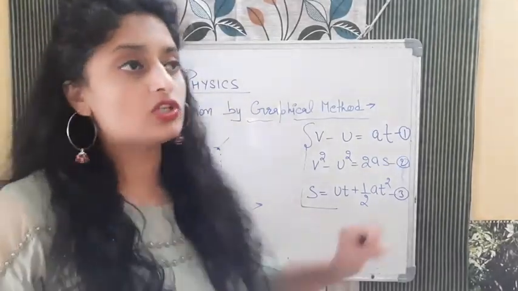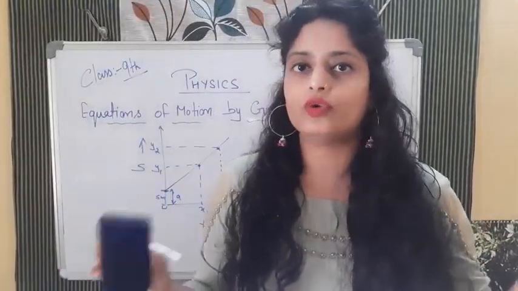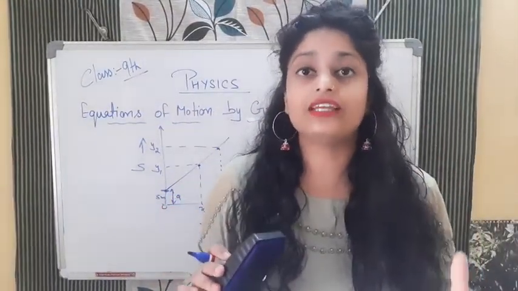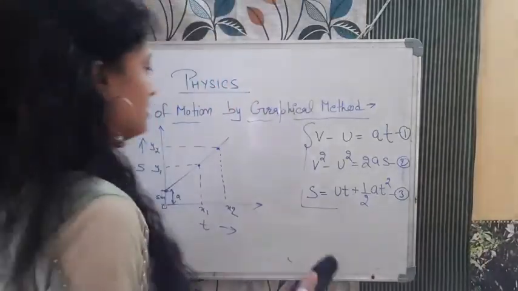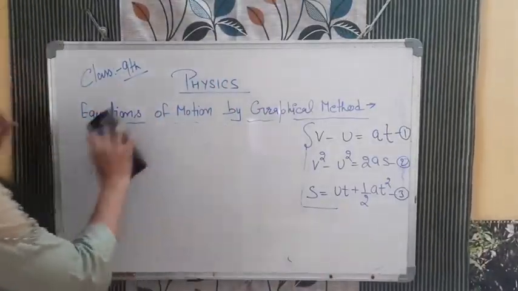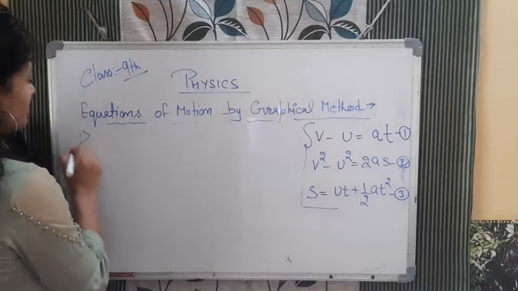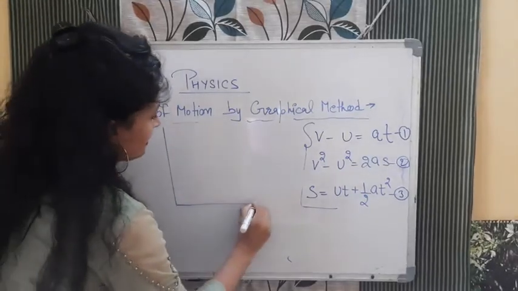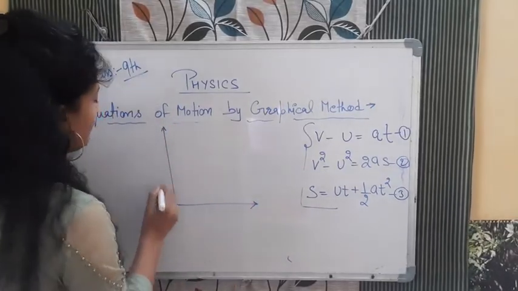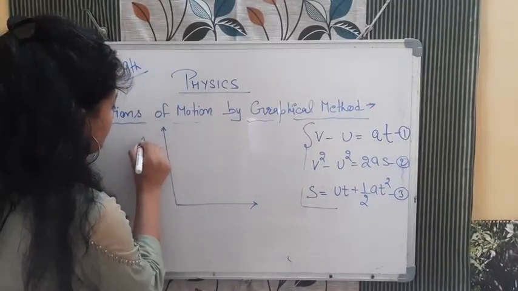Okay. So this was all that we studied in the last video. You can watch those videos also. So in today's class I will derive the equations of motion by using the graph. Okay, first equation we will start: equation of motion by graphical method. First, what we will do, we will take a graph of, this side is what? It will be velocity, this side time.